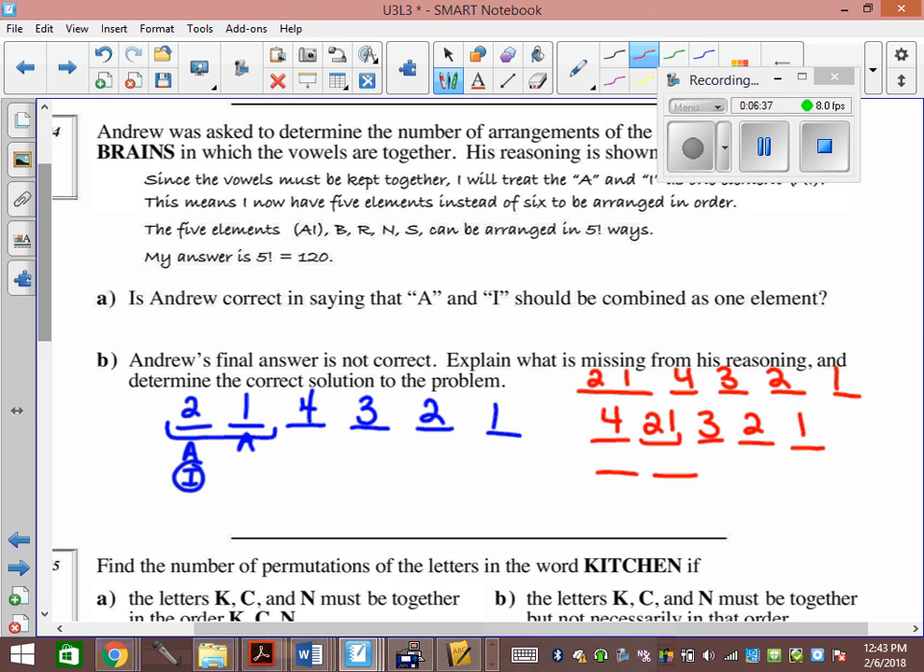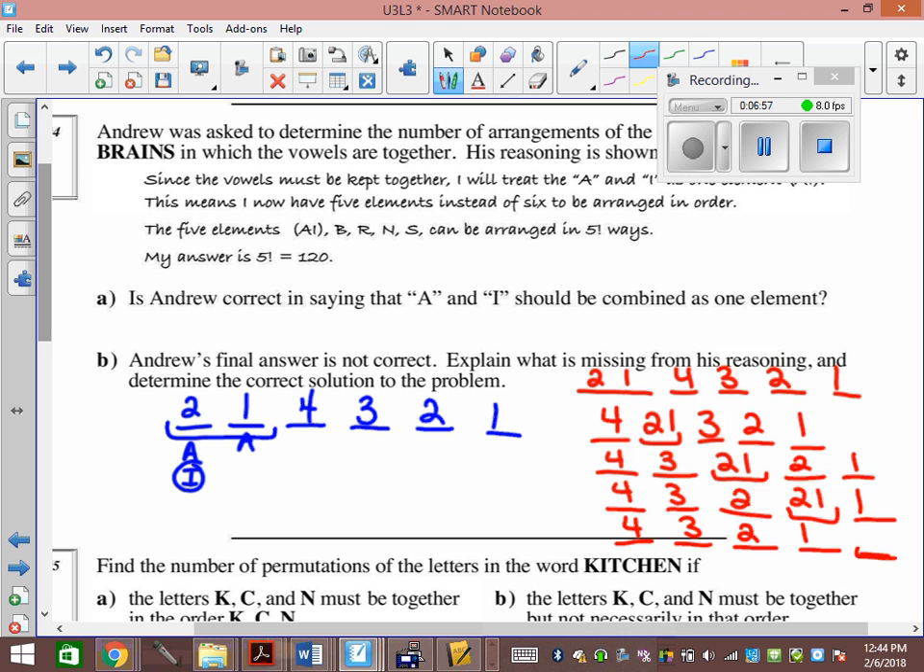Then we could go 4-3, put the A and I here, 2-1. Or we could go 4-3-2. Put it between those two letters, 2-1 and the 1. Or we could go 4-3-2-1 and put the A and I at the back. Could we not? We agree?